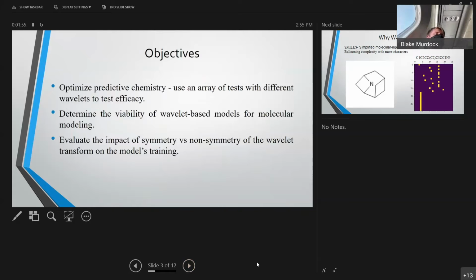Sorry, it just froze for me. Okay. So the main objective for this project is to look deeper at predictive chemistry. To this end, I use a lot of different tests on the different models that run on different wavelets to test the efficacy. The byproducts of that are the wavelet-based model determining the viability of these models for molecular modeling, and looking at the properties of the wavelets on the model's training. So next slide.